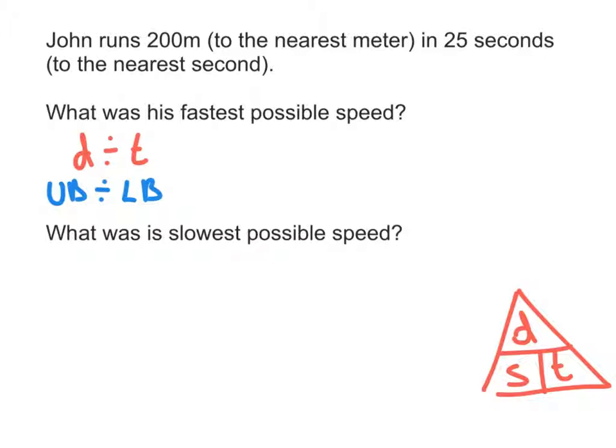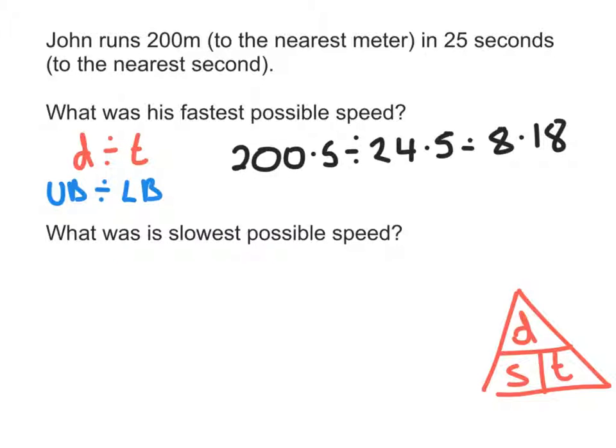So it was the upper bound of the distance. John runs 200 metres to the nearest metre, so the upper bound for that would be 200.5 divided by the time, 25 seconds to the nearest second. So the lower bound for time would be 24.5. Grab your calculator, enter it as 200.5 divided by 24.5 and that gets you the answer of 8.18 meters per second. And obviously you have to round it carefully.